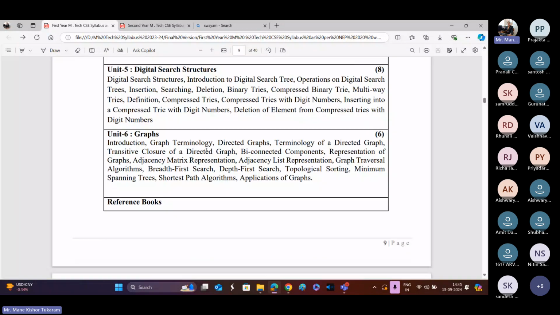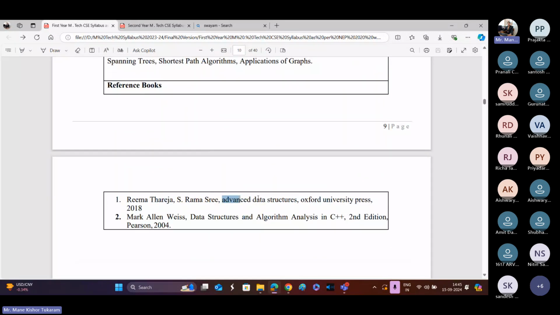For reference, we use the book on Advanced Data Structures by Reema Thareja, from Oxford University Press. The chapters I have shared are the chapters related to that book. The book is not available on the internet, the PDF is not available on the internet, and the book is not available in local stores. So I took that book from Pune, and I scanned the chapters which are required for us, only the contents in our syllabus, and I have circulated that content.